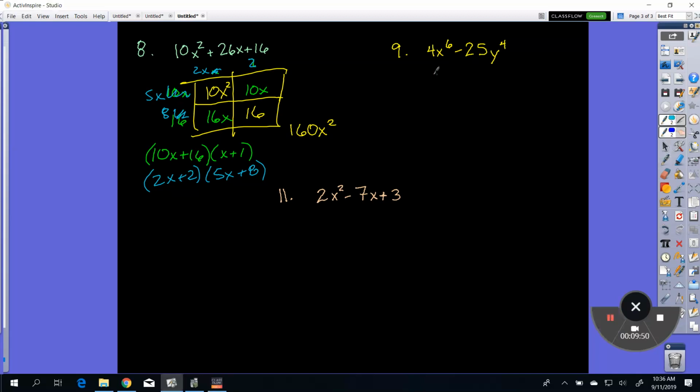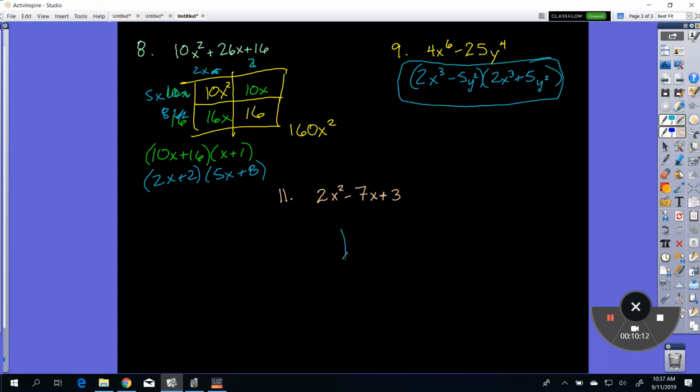So this one, there's two terms squared. The square root of 4 is 2. So 2x cubed times 2x cubed makes 4x to the sixth. 25, the square root of 25 is minus 5 and plus 5. Then y squared and y squared. And that's your answer.